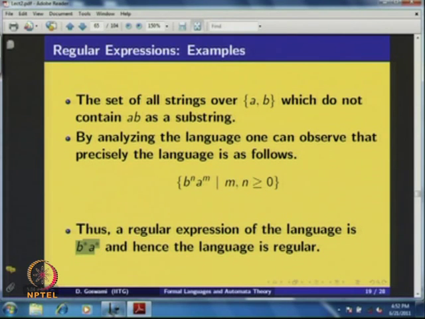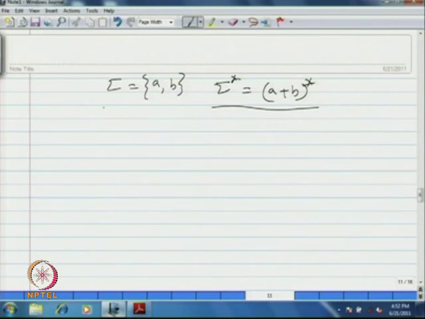Similarly, we can construct regular expressions for many other languages. For example, just consider the alphabet {0, 1}, the set of all strings over this alphabet where the number of ones is at least 2. That means there are at least 2 occurrences of 1 in every string in the language.